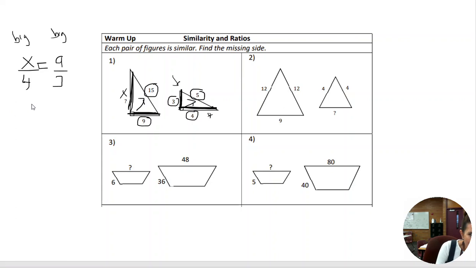We could also do the longest side over the shortest side equal to the hypotenuse, the bigger triangle's hypotenuse over the smaller triangle's hypotenuse. So that would work.